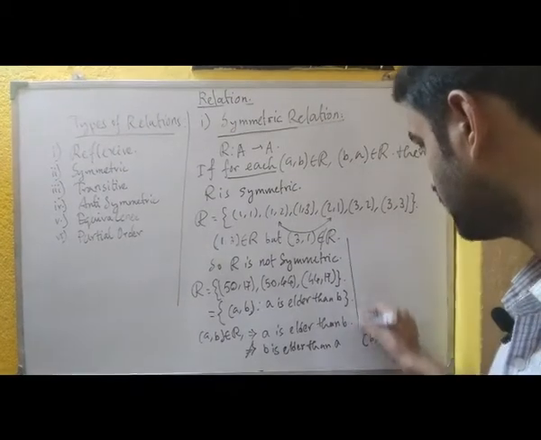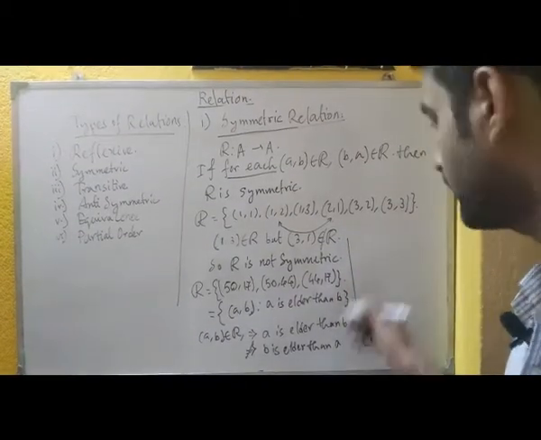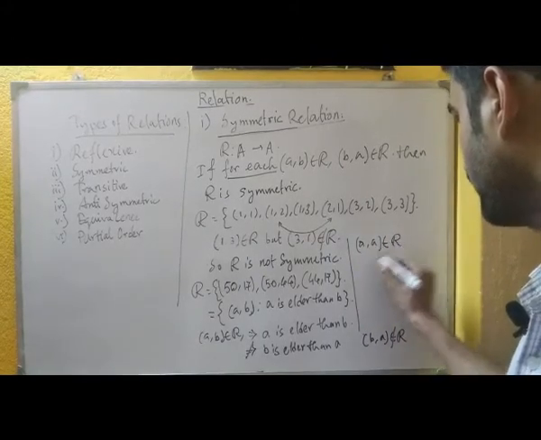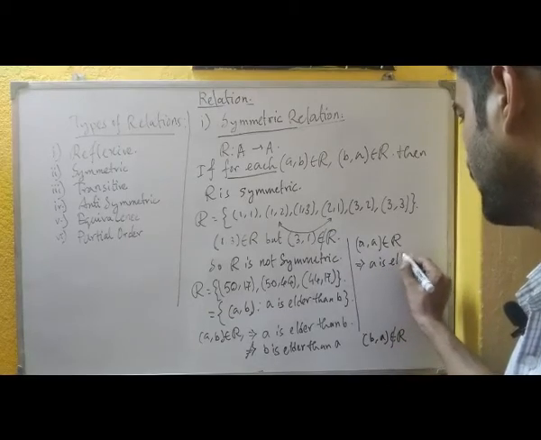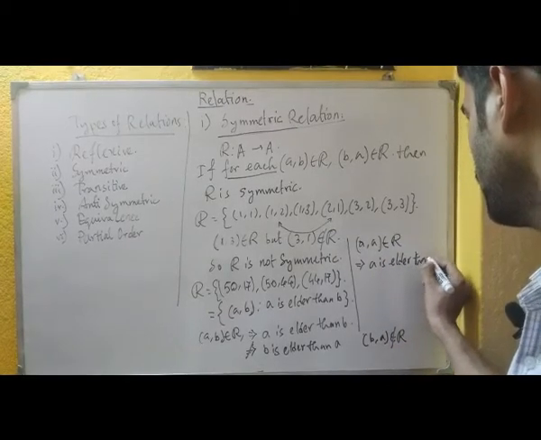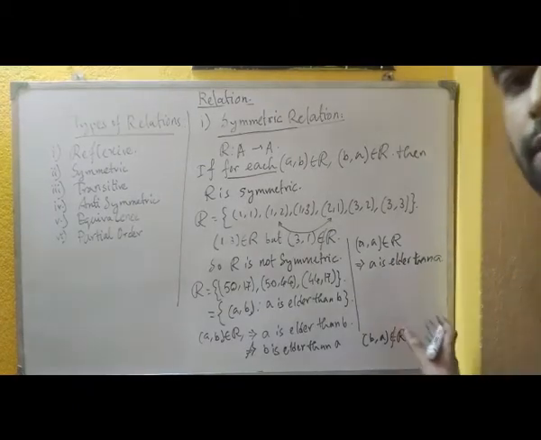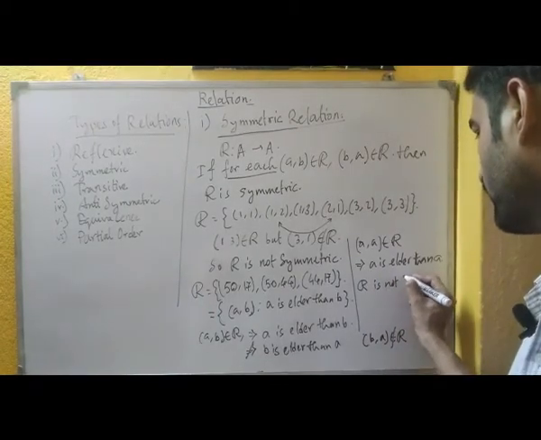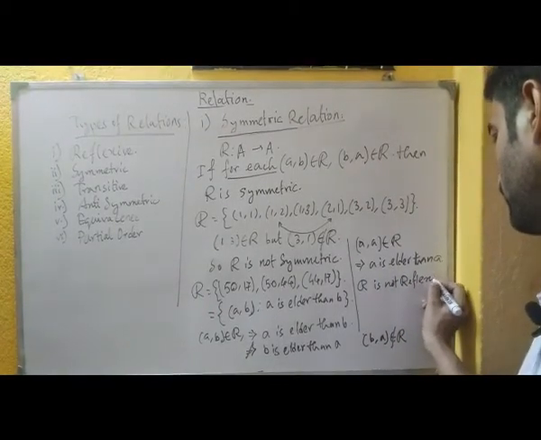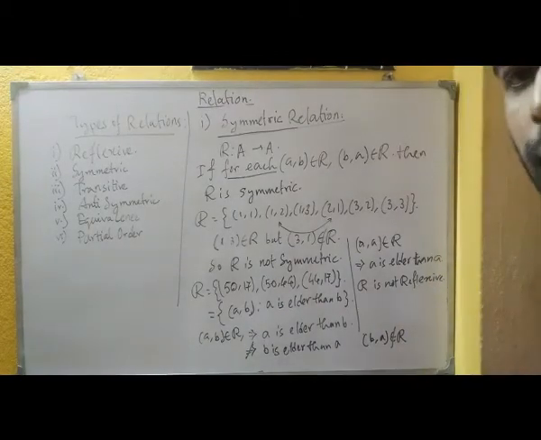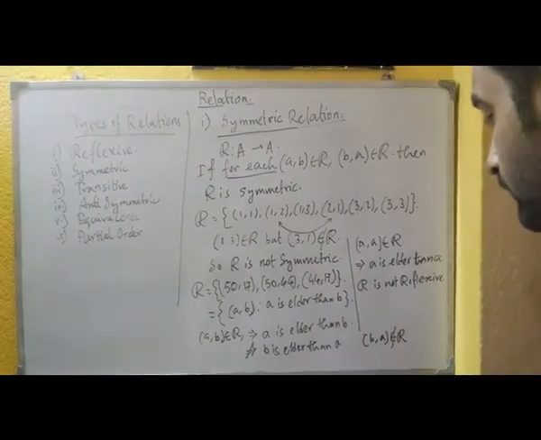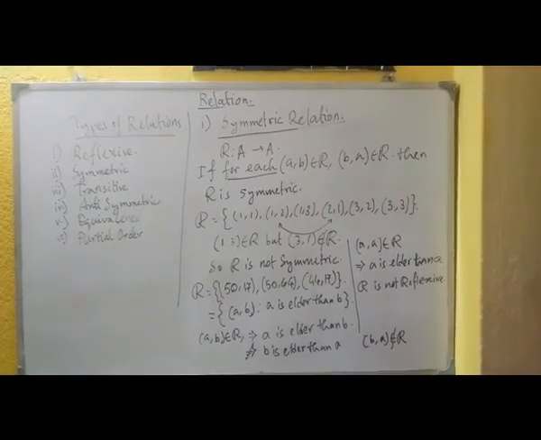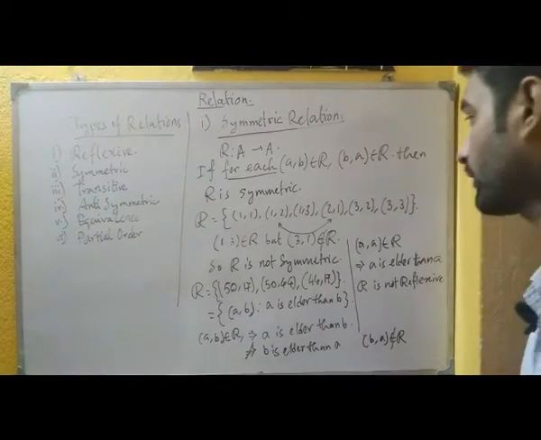So whether we can say that this is reflexive: if (a,a) belongs to this relation, then it will mean that a is elder than a. So clearly which is not possible. So we can say that this R is not even reflexive. So R is not reflexive. Okay. So these are some examples of a symmetric relation on some set A.